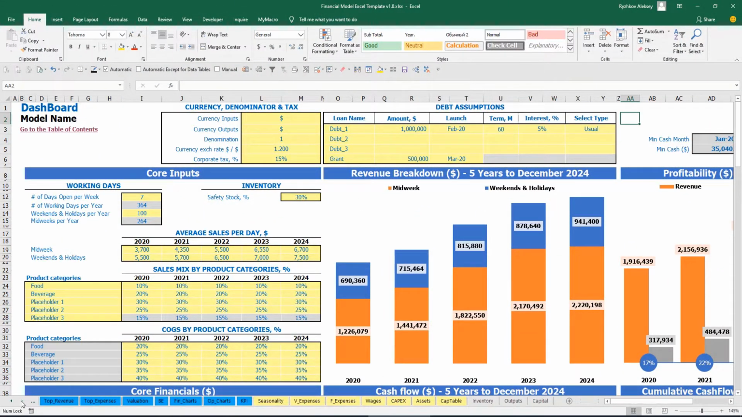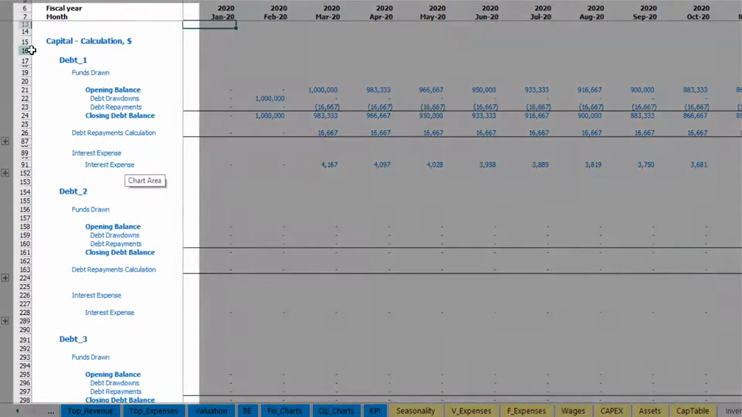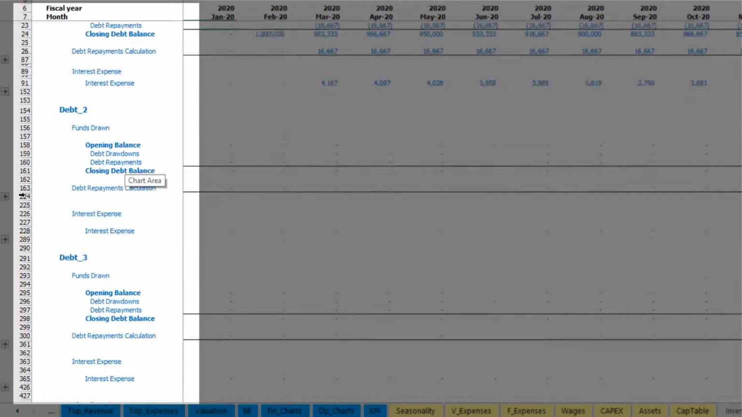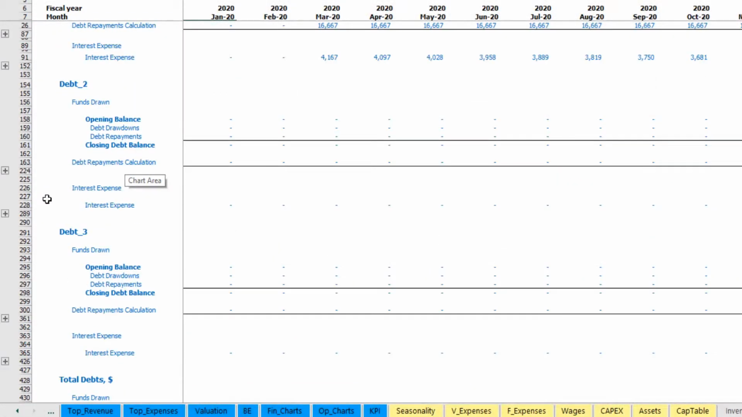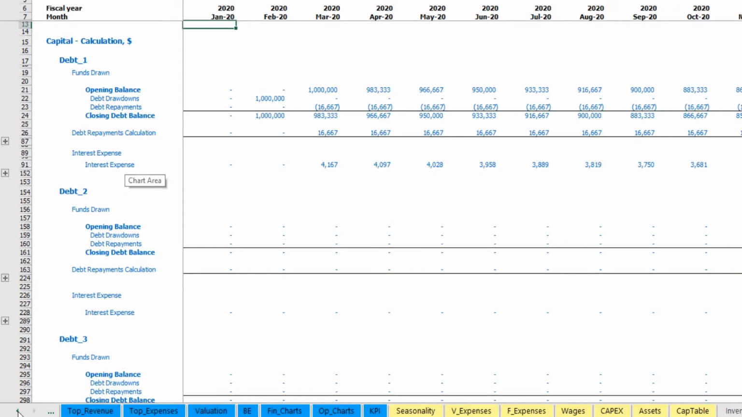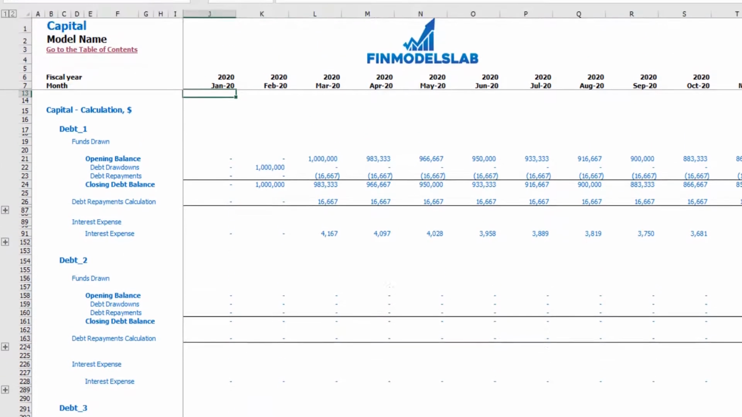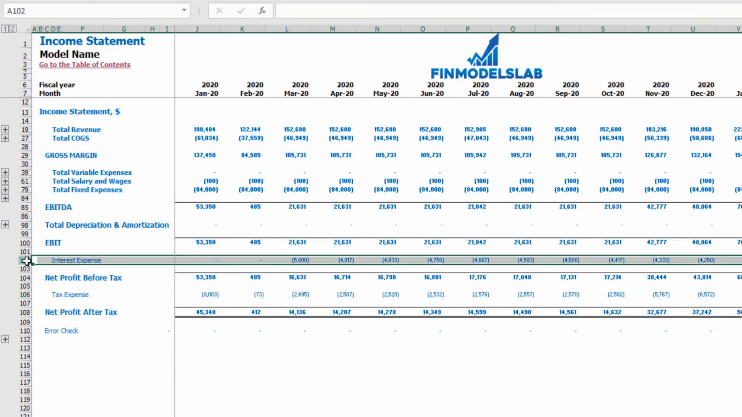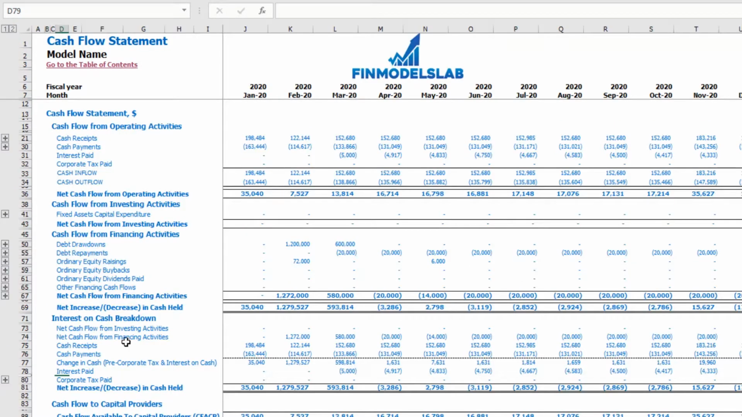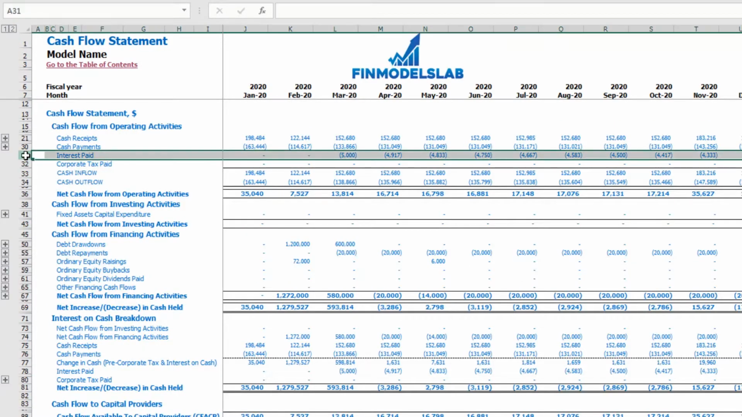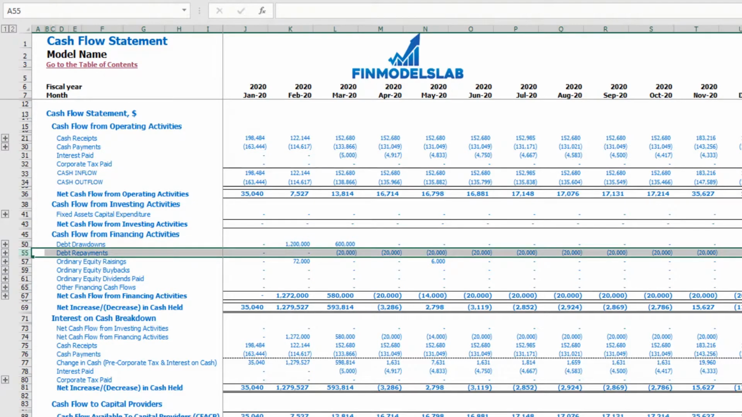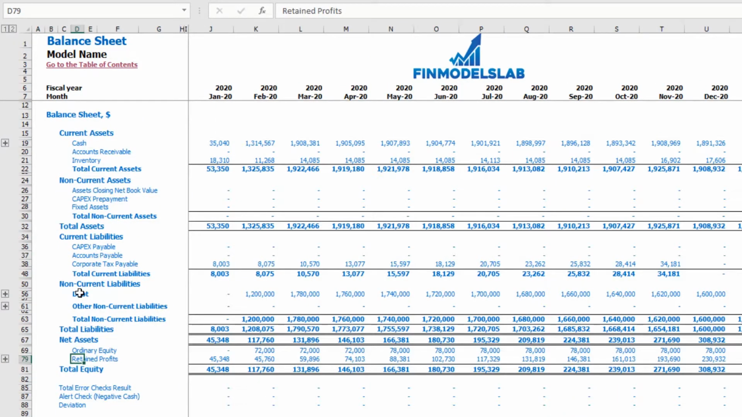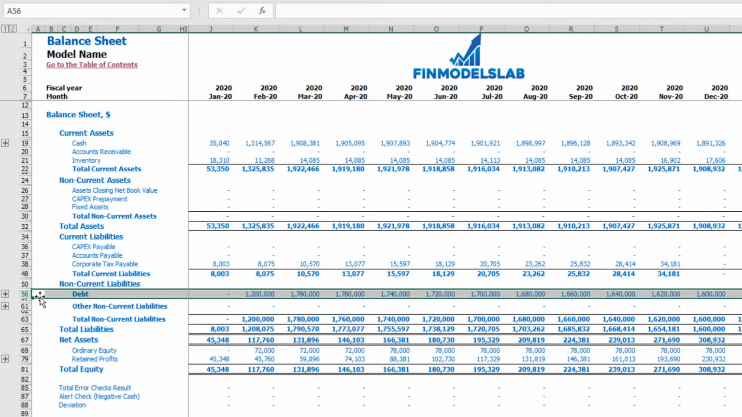So all the calculations of the debt you may see on the capital tab. Calculations for debt number 1, debt number 2, debt number 3, total debts with grants. These calculations impact income statement, interest expenses, the cash flow, interest paid, debt drawdowns, debt repayments, and on the balance sheet you have the debt closing balance.